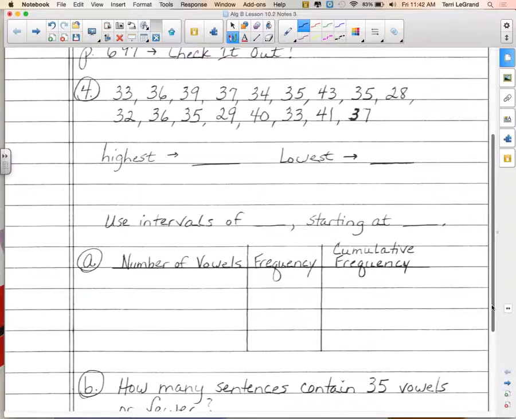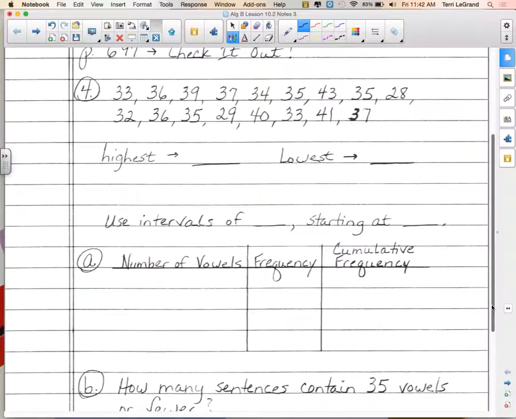So, give me an example of the number of vowels possible. What happened in this data collection? I'm just talking about our group of numbers. They have 33, 36, 39. What is that? So tell me, 33 what? Vowels in one sentence of this short essay. So within one sentence had 33 vowels in it.